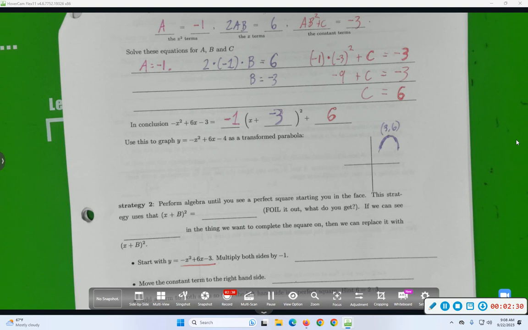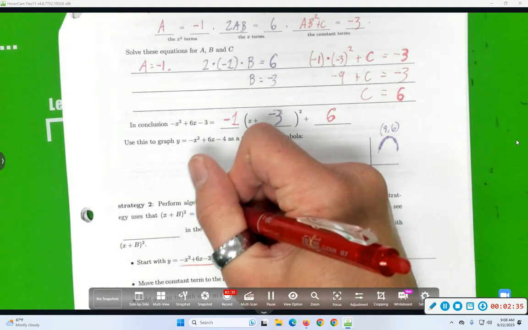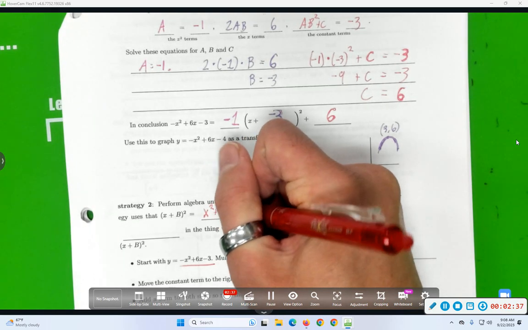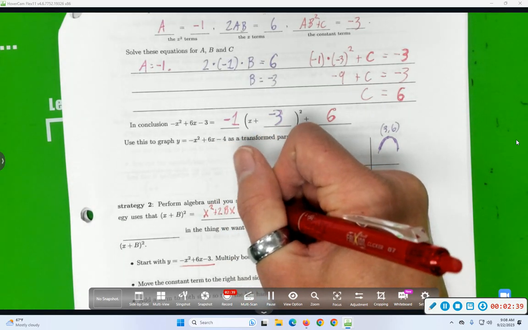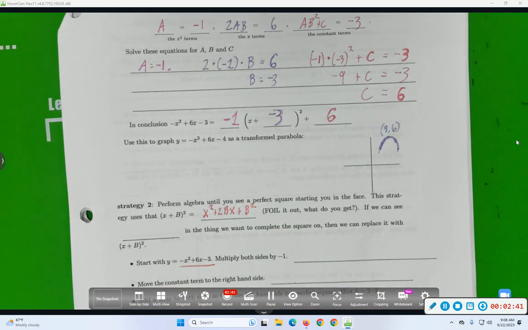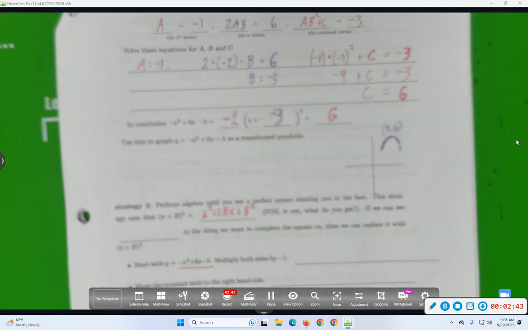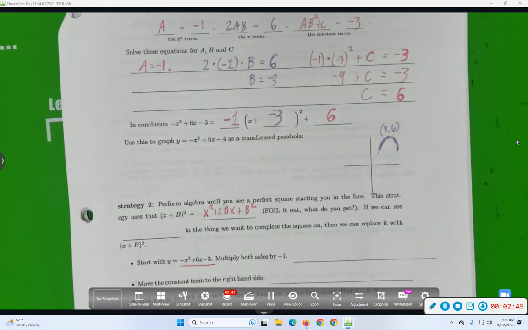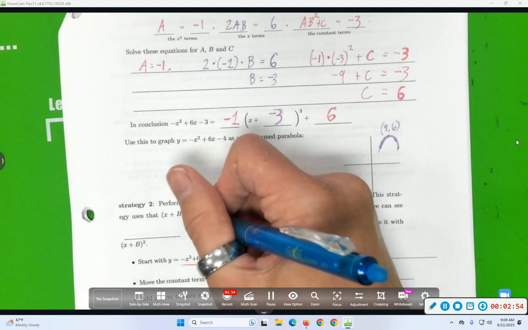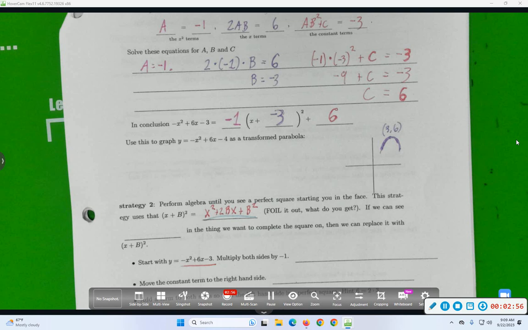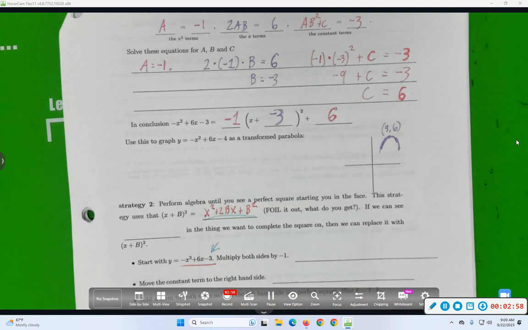Maybe even just do it and tell me. Nice. Does anyone want another redo of how to FOIL things? Okay, excellent. So, you get this. That means if I can see something that looks like x squared plus 2bx plus b squared in this, I can use that.